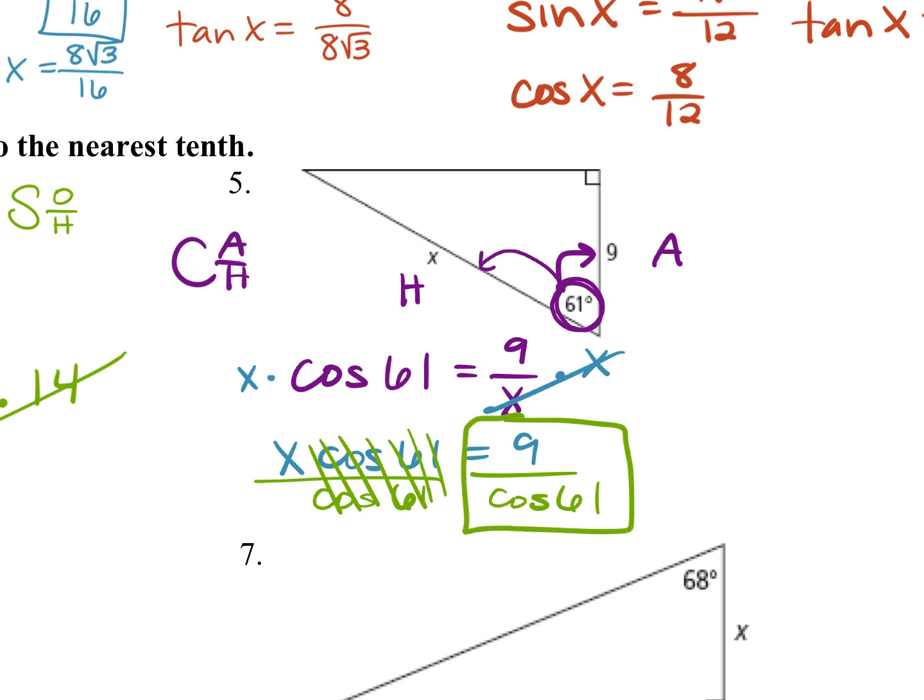9 divided by cosine 61. What do you get? I got 18.563. So to the nearest tenth, what would that be?